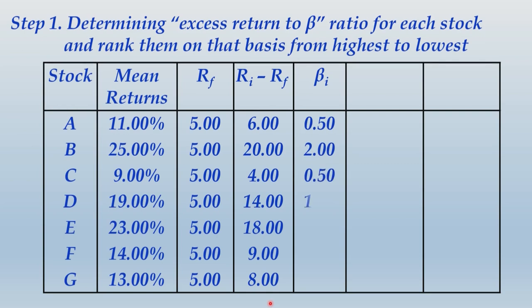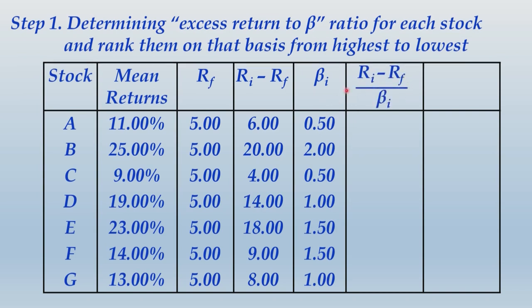Beta of each stock is already given in the question, right? What you want to determine is this ratio, correct? Excess return to beta ratio. RI minus RF indicates excess return. Beta I indicates the beta of each of these respective stocks. And finally, to compute this ratio, we have to divide RI minus RF by beta I. So that is what we have represented over here.